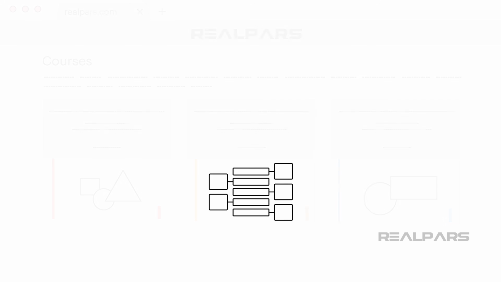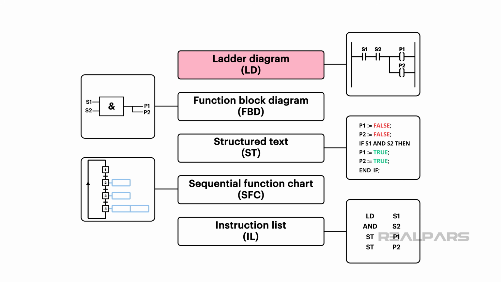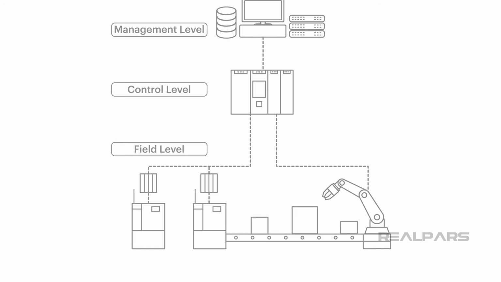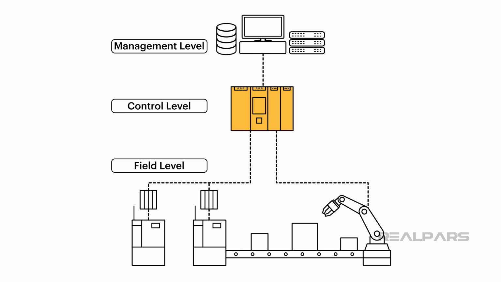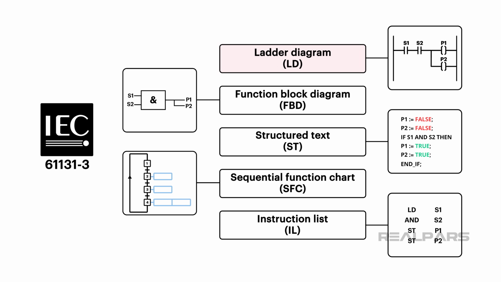In today's video, we're going to talk about ladder diagram and how it compares to other PLC programming languages. As you may be aware, PLCs are special-purpose computers that are designed to monitor and control automated processes. PLCs are programmed using programming languages defined in the IEC 61131-3 standard. This standard defines 5 programming languages, called ladder diagram, function block diagram, structured text, sequential function chart, and instruction list, that are supported by almost all PLC manufacturers.